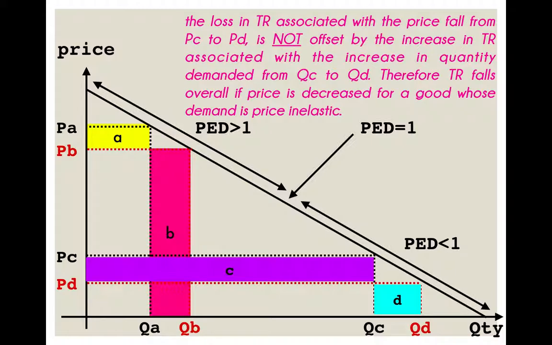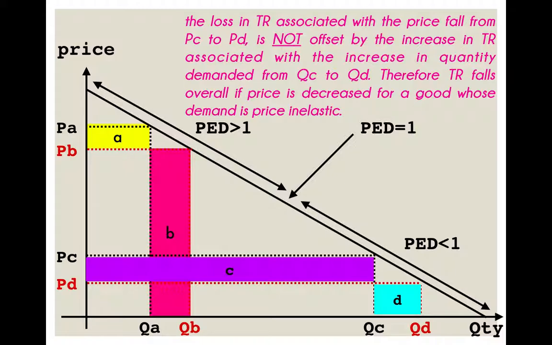Because the loss in total revenue associated with the price fall from PC to PD is not offset by the increase in TR associated with the increase in quantity demanded from QC to QD. So the TR will fall overall if the price is decreased for this good whose demand is price inelastic. So if you are a firm, if you are a producer of a good whose demand is price inelastic and you want to increase total revenue, instead of lowering your prices, you should be increasing your prices instead. Okay?